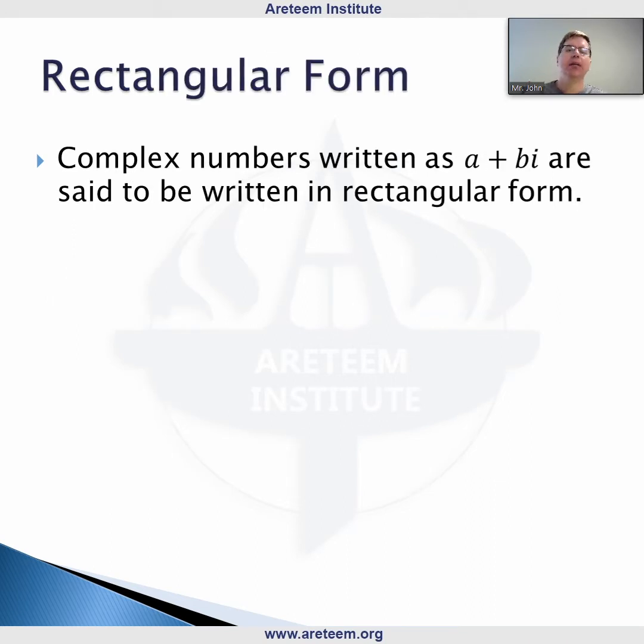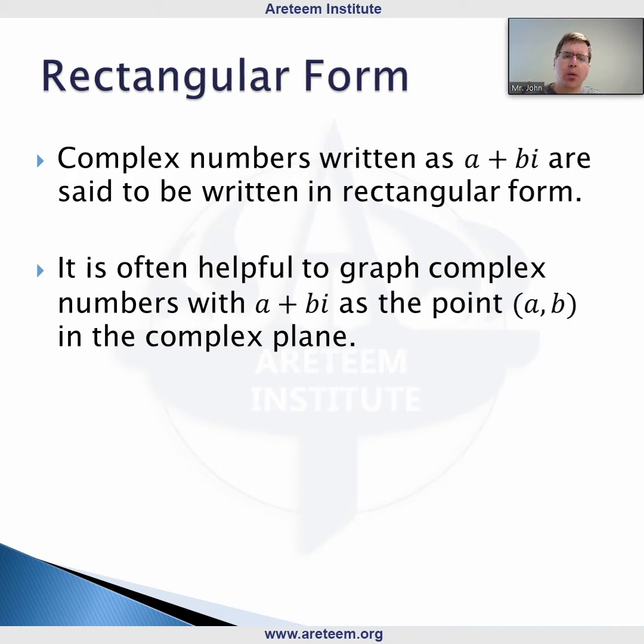Now, we call numbers written like this rectangular form. Why do we use the word rectangular? Well, we want to think about this like rectangular coordinates. Just like you normally have an xy plane, here we have the idea of the complex plane. We have the real parts of the numbers, sometimes called the real axis, and then the imaginary part of the plane as well.